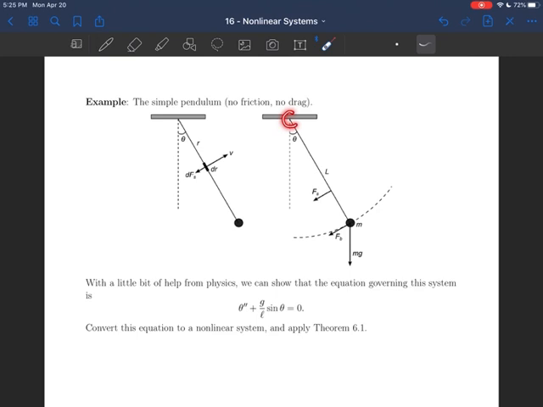All right, let's try another one. This is an example that we're going to revisit from time to time: the simple pendulum, no friction, no drag, although the diagram has a little bit of drag indicated on it. Basically, we have a pivot point up here and then a string of some sort hanging down. The length of the string is L, and there is a mass at the end of it. We're assuming a lot of simplifying things with this.